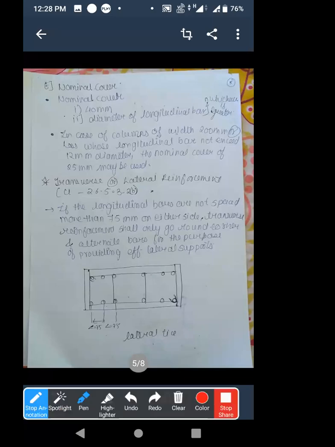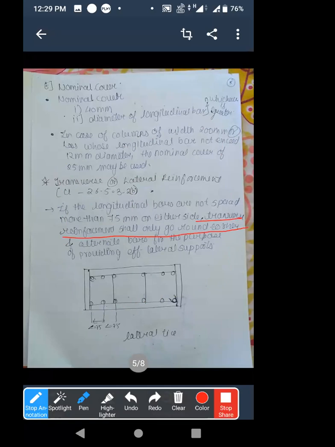Now going to the transverse or lateral reinforcement. For this you have to move to clause number 26.5.3.2(b). If the longitudinal bars are not spaced more than 75 mm, meaning, if this is your bar and the spacing is not more than 75 mm or is below that, then on either side the transverse reinforcement shall only go round the corners.